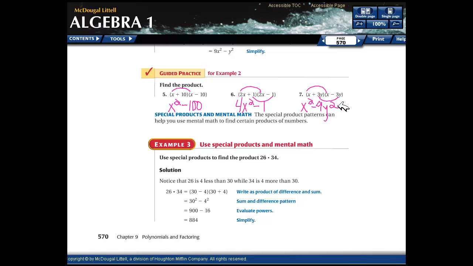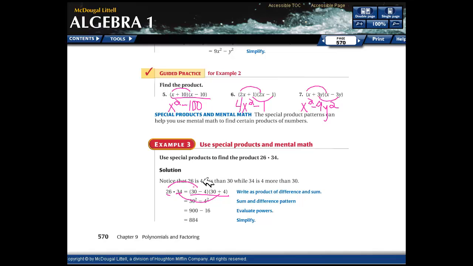The only thing that I do want to at least introduce to you is using this for something like, if I just ask you in your head, multiply 26 times 34, kind of hard, right? But if you notice that this is almost 30 and this is almost 30, this is 4 away from 30, as is this. So 26, if we rewrite that as 30 minus 4, and 34 as 30 plus 4, now, doesn't this look like this?